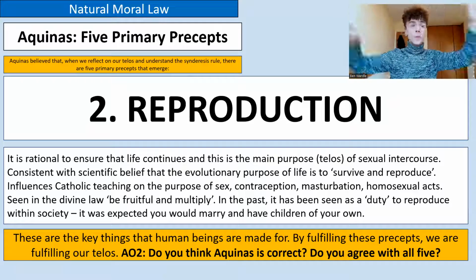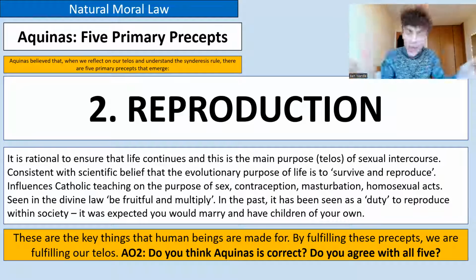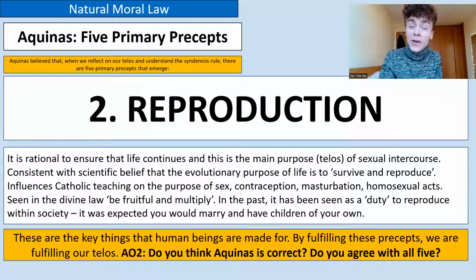Now, of course, you might have different beliefs about the purpose of sex. Is it to express love? Is it for pleasure, for example? But for the Catholic Church, sex is for procreation. That is the purpose. It is consistent with that scientific belief that we should survive and reproduce. And it influences, as I say, Catholic teaching on the purpose of sex, contraception, why masturbation is wrong, and homosexual acts.